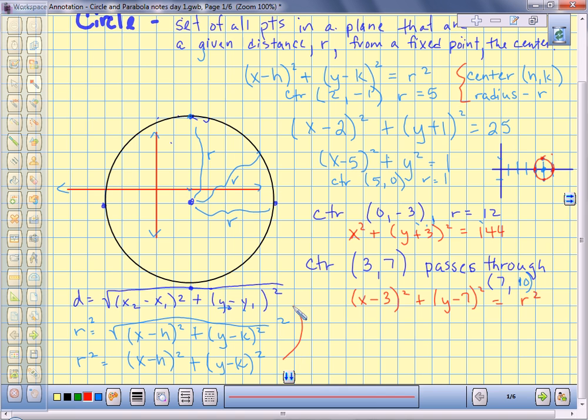The distance formula. So if I just plug this in, do you see this is the distance formula? So if I plug in the 7 and I plug in the 10, I am actually solving for r squared, which is what I want. So what is 4 squared? 16. What is 3 squared? 9. What is 16 plus 9? 25. So all I have to do is go back up there where I had the r squared and sub back in what r squared equals, and this is my equation. Any questions?